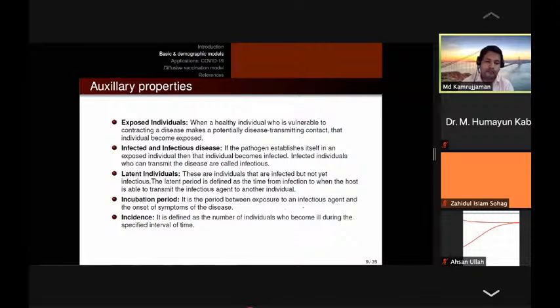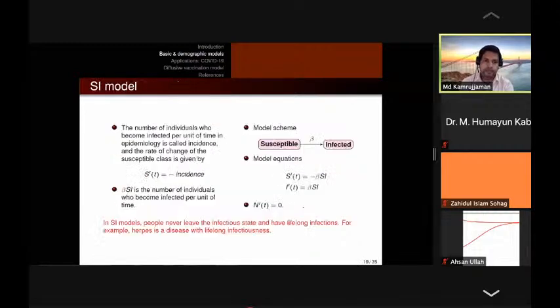And finally, the incidence is defined as the number of individuals who become ill during the specified interval of time. So now, this is the most basic model, the SI model. And here is the diagram of the SI model, that is the susceptible population and then the infected population. In this model, it basically shows the behavior of the SI model. If some population is infected, there is no option of recovery.